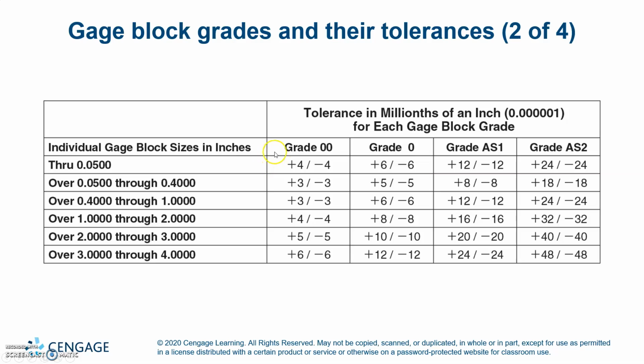So here's the tolerance in millionths of an inch for each gauge block grade. Grade 00 is plus 4 minus 4 millionths, and grade AS2 is plus 24 minus 24 millionths.